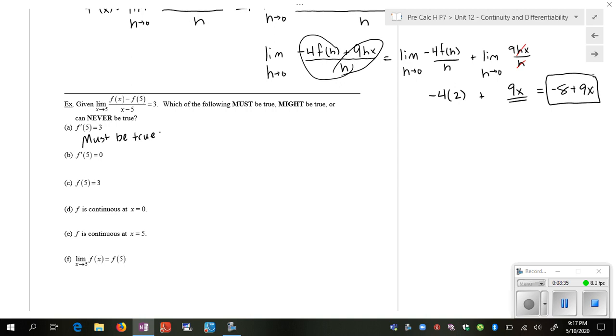So for that reason, b can't be true, because this is just a function notation thing. A function is defined as each input having only one output. Derivatives are a function. So the input of 5 can't have an output of 3 and 0 at the same time. So this is never true. It's impossible.